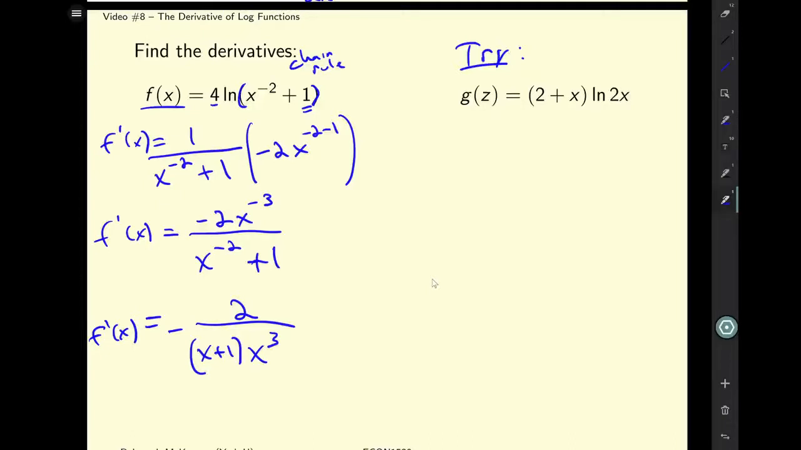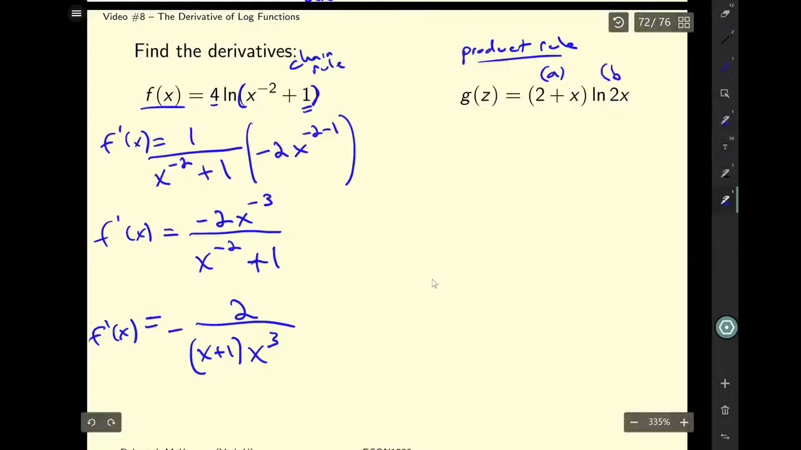Now looking at this question, it looks like we're going to have to use what? We're going to have to use the product rule. We've got the product rule. We've got one function here and one function there. Well, we won't bother naming them.